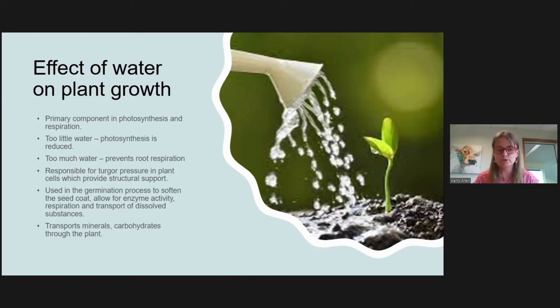Water is also responsible for the structure of the plant, so that's the turgid pressure. Otherwise they will wilt and there'll be no structural support. When the plant is wilted, there is no growth taking place. Also used in germination, so to soften that seed coat, allow for that enzyme activity to start and continue, and then they start respiring and they're going to grow. And lastly, it's used for the transport of those minerals from the soil up through the plant, and the carbohydrates that have been made from photosynthesis, from the leaves all the way through the plant.